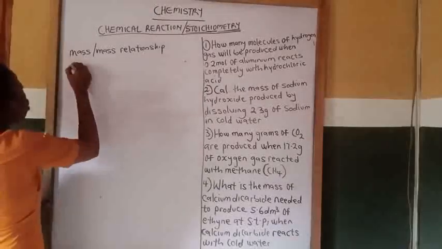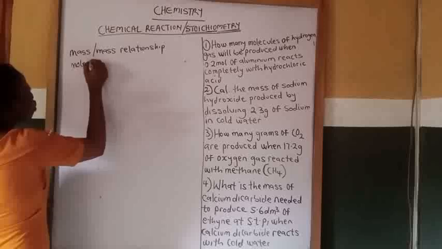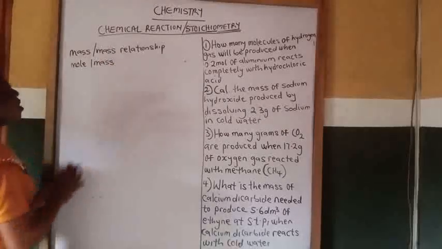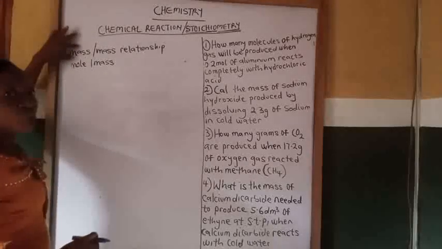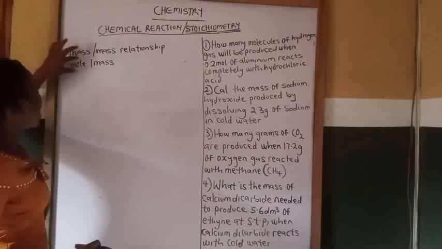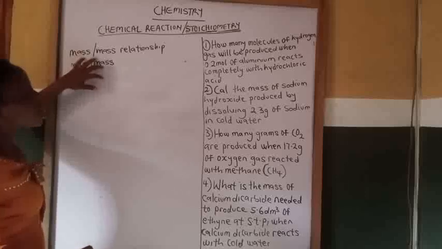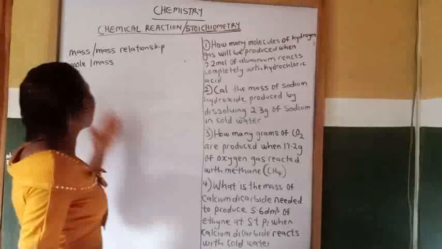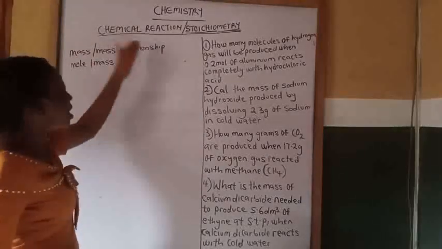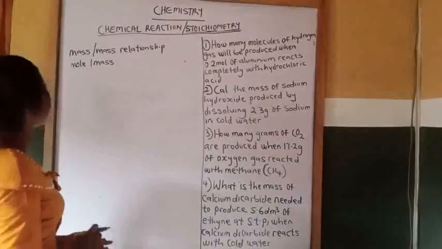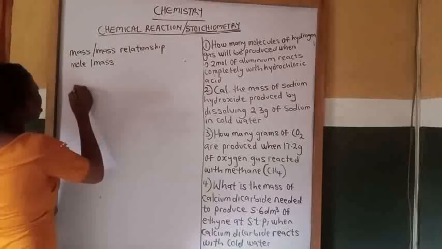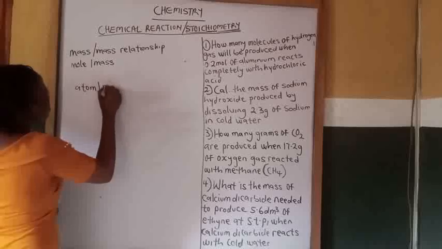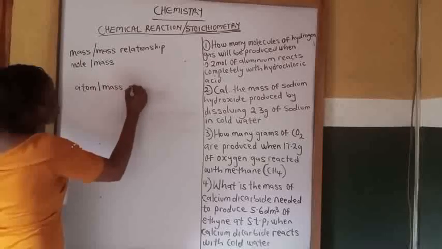Then another one is mole mass relationship. The mole mass relationship is the same thing as mass relationship. Why? Because one mole of any substance is equal to the molar mass of that substance. So it may come in form of mole mass. So mole mass and mass relationship are the same. Then another one is atom mass relationship.